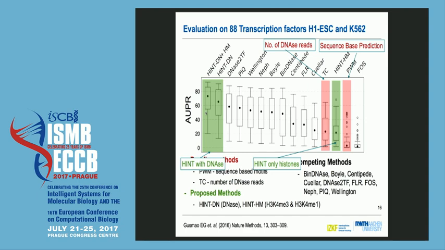And this is just showing that actually we can really improve a lot the prediction power by combining different data sets. So if we have chromatin data, this is really useful for finding binding sites.